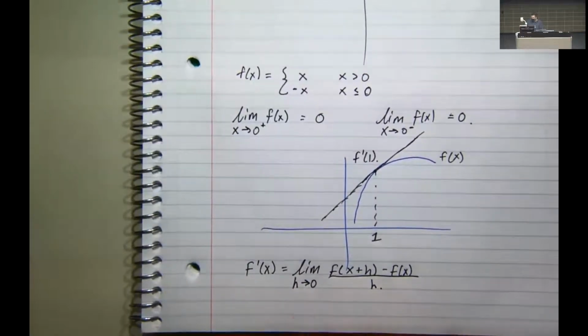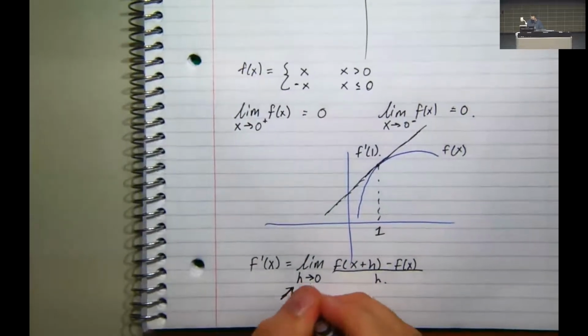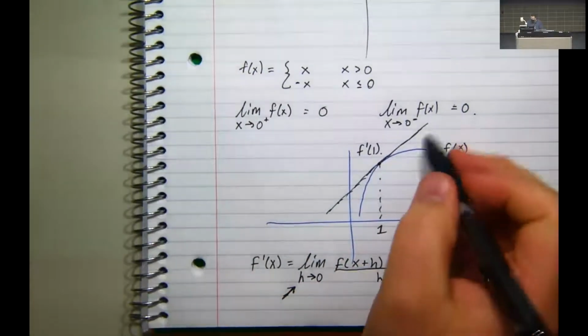So when I'm talking about the limit not existing, I'm saying this limit doesn't exist. I'm not talking about these limits.